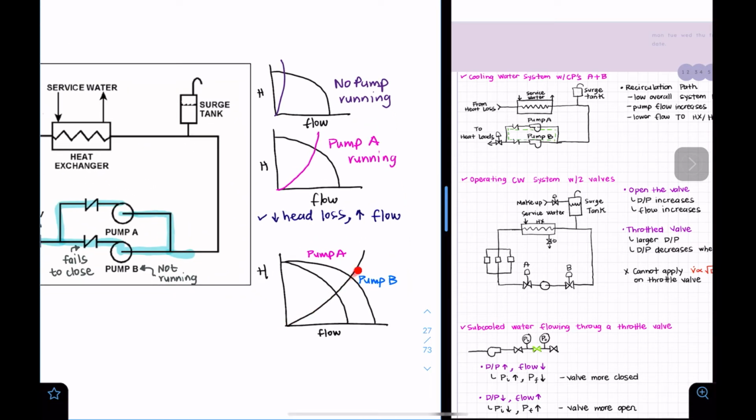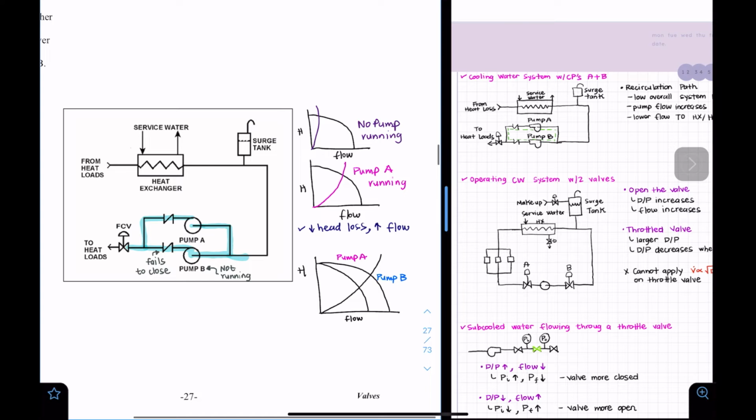So as I say, if we had both of them running, this wouldn't be my pump work, right? Having an extra pump in parallel will help me increase my head and my flow. But okay, now let's imagine that we only have one pump running, but this pump is not running. We're gonna have the highest head loss and the lowest flow, right?